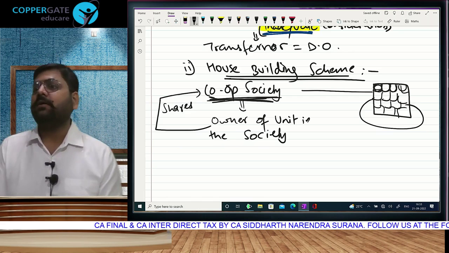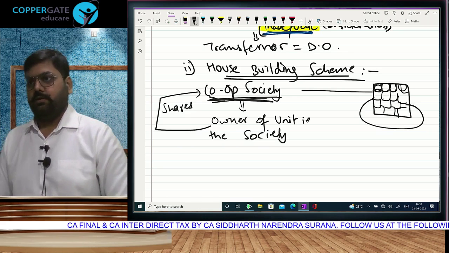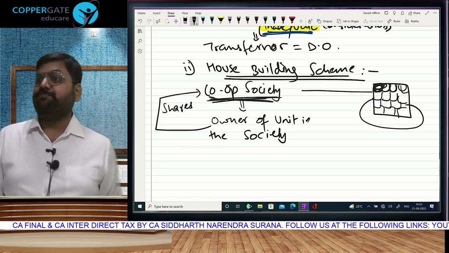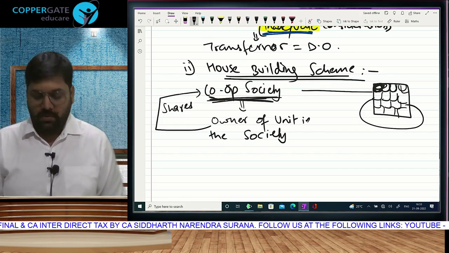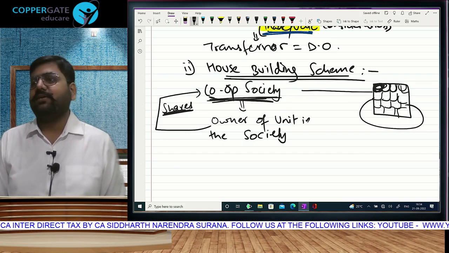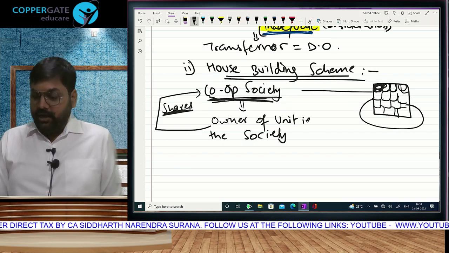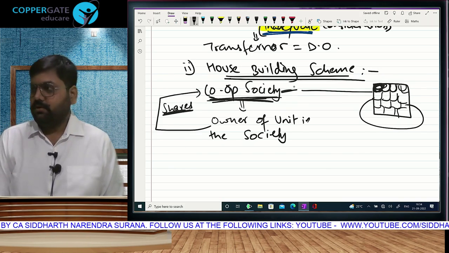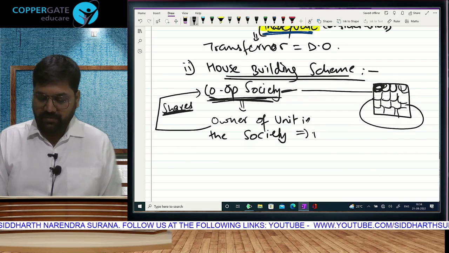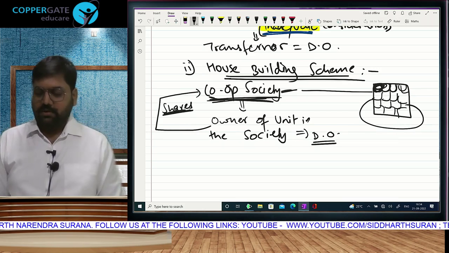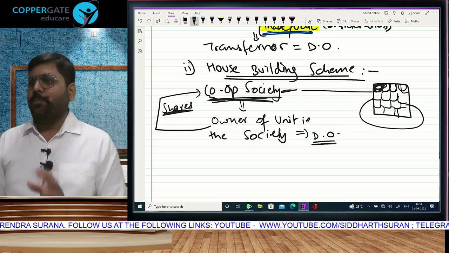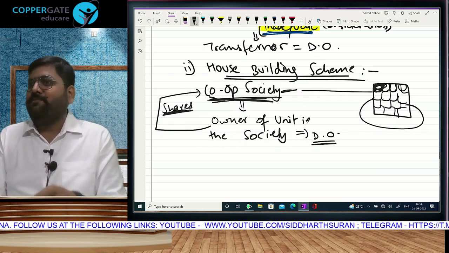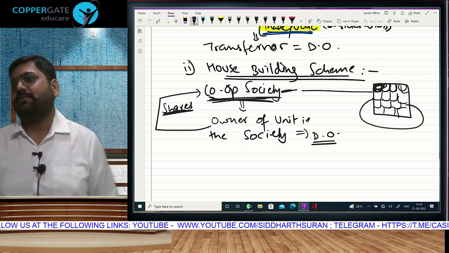So whose land? Society. Whose building? Society. But I still get ownership of this one particular unit. How? By acquiring these shares. Legal owner of the land and building? Society. But this fellow will be the deemed owner. In other words, in a cooperative society if you have a flat and you give it on rent, the rent will be taxed for you, not for the society.